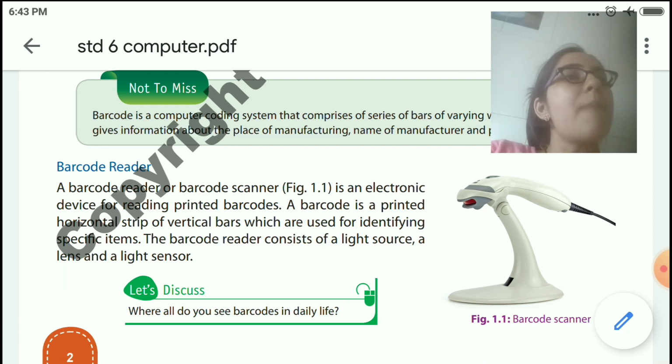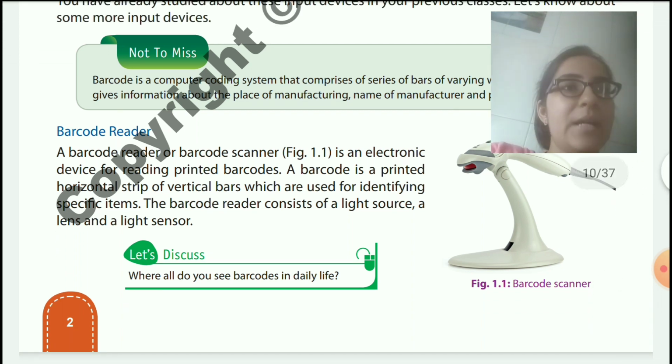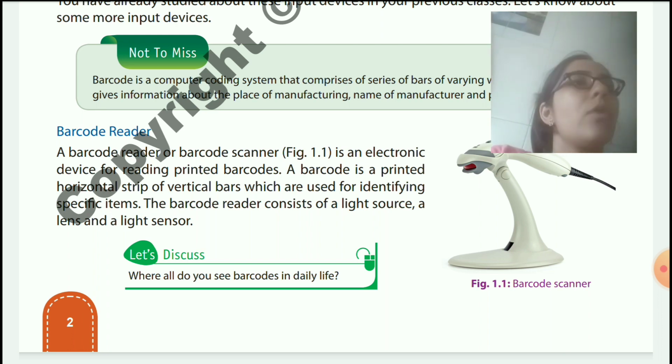What they scan is the barcode. So that is called the barcode scanner. Figure 1.1 is of the barcode scanner. The barcode is present behind every product, and after scanning with the barcode reader, you will get the amount. A barcode is a printed horizontal strip of vertical bars which are used for identifying specific items. The barcode reader consists of a light source, a lens and a light sensor. I have made you understand in very simple language what a barcode and a barcode scanner are.